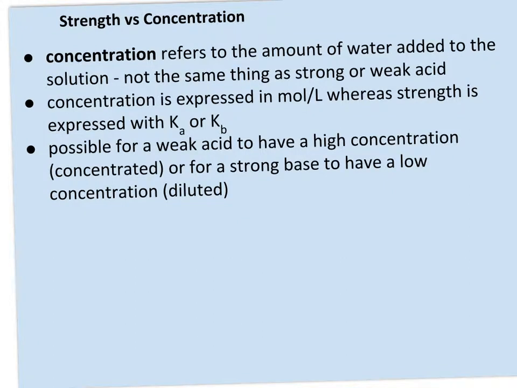Okay, and then just a quick word about concentration. Strength and concentration are not the same thing, although we often use the words interchangeably when we talk about strong coffee or weak coffee. But with acids and bases, strength is measured or expressed with the Ka or Kb, and it lets you know how completely the acid or base dissociates. Concentration is the amount of water added to the solution. So it's possible for a weak acid to have a high concentration. We'd say it's concentrated. It's also possible for a strong base to be very dilute or have a very low concentration. So be careful about those two terms.